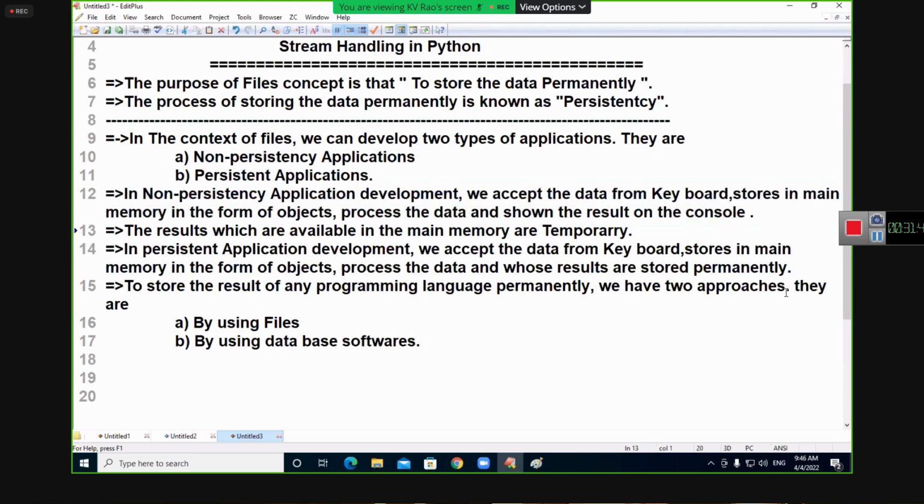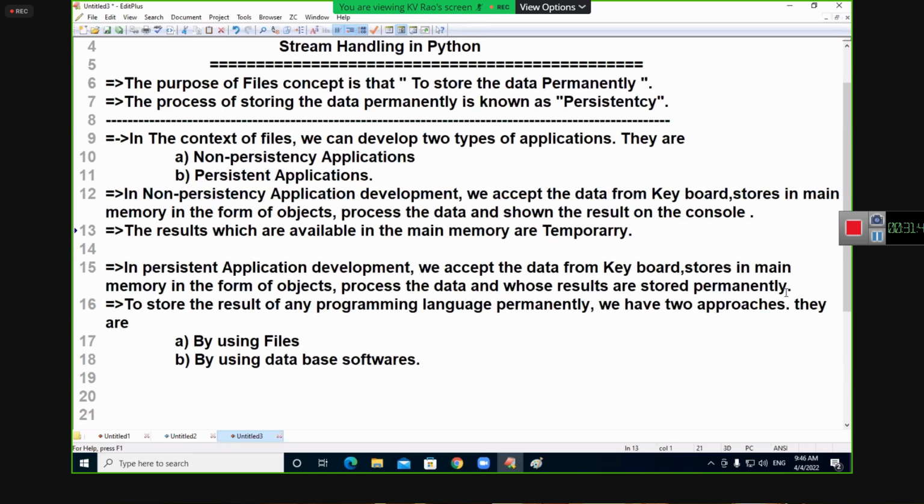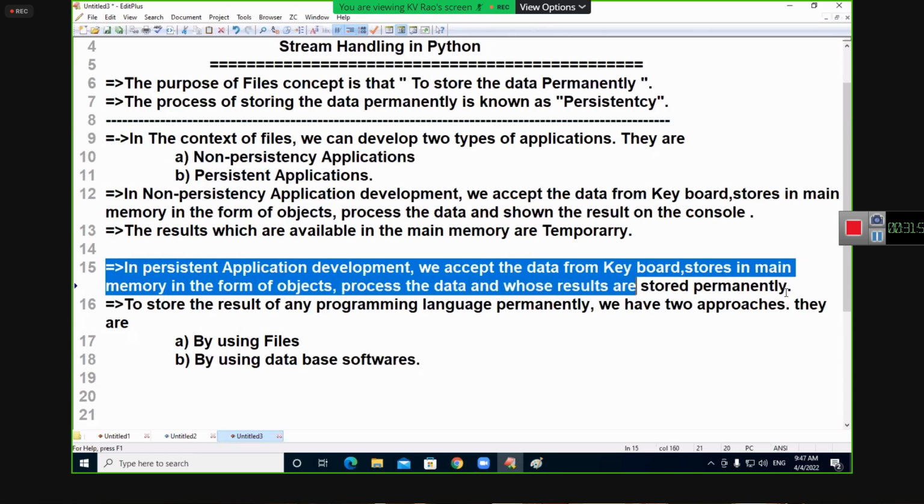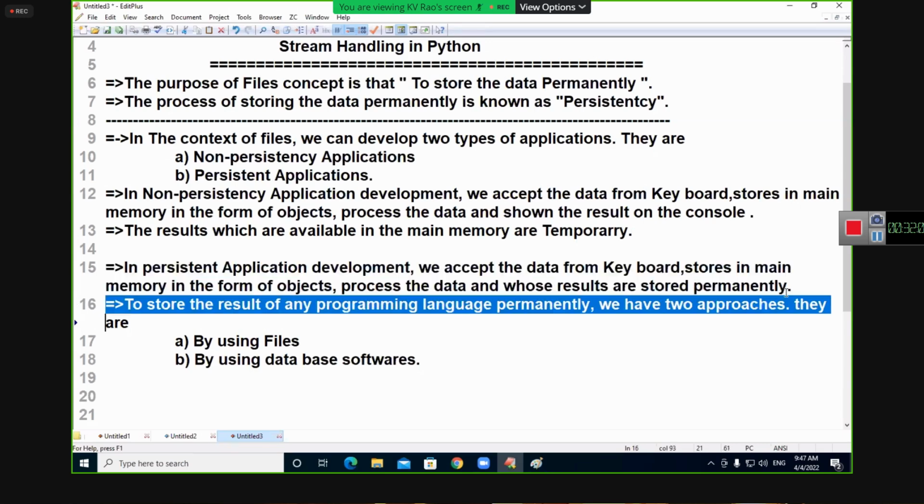That data is called what? Temporary. In persistent application development, we accept the data from the keyboard, store it in main memory in the form of object, process the data, and whose results are stored permanently. This is the most important word. And to store the results permanently, in any programming language, we have two approaches.